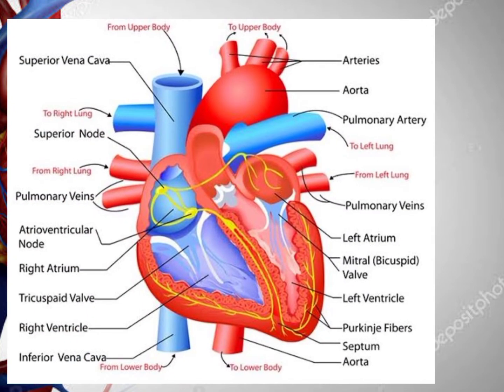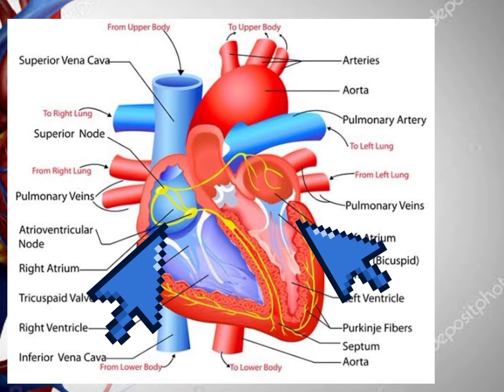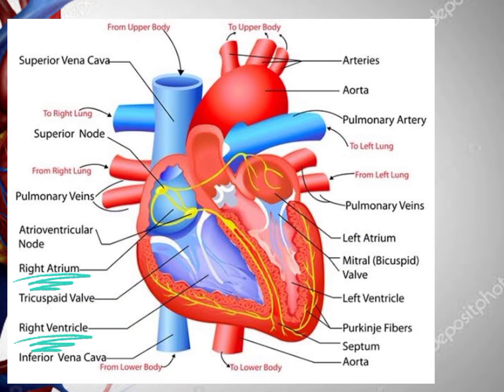Here is shown a labeled diagram of the human heart. Two separate pumps are shown. Here is the right atrium and right ventricle and the left atrium and left ventricle. Between the right atrium and right ventricle, the tricuspid valve is present, and the bicuspid valve is between the left atrium and left ventricle.